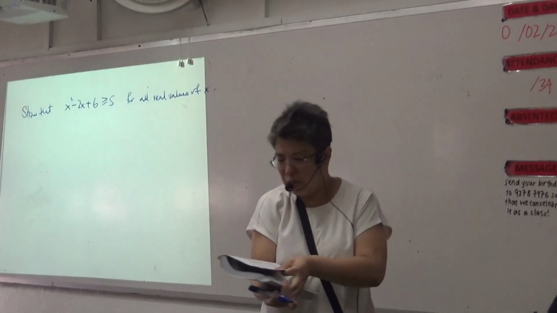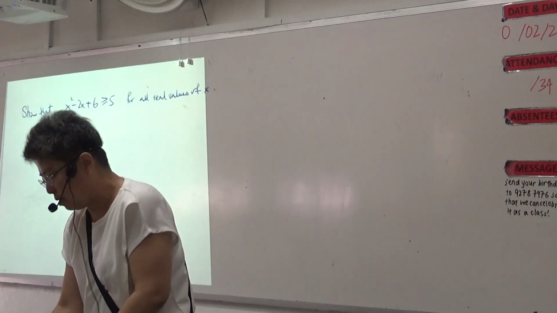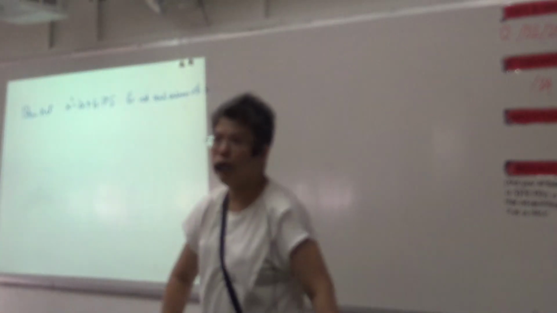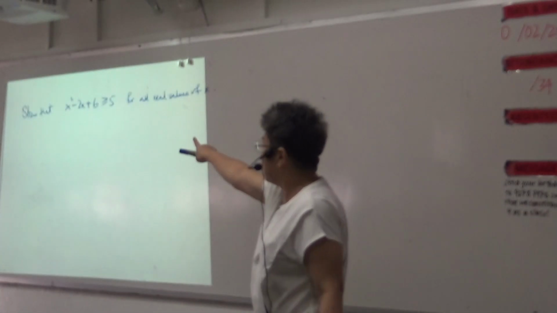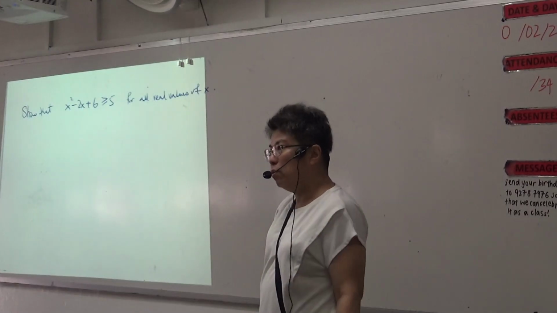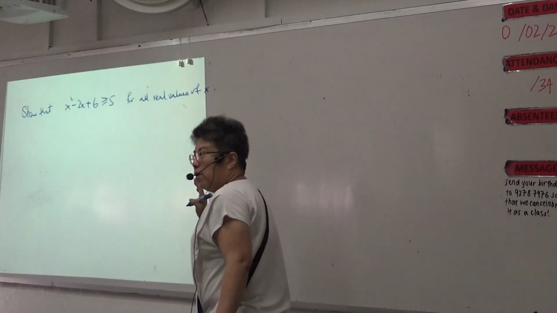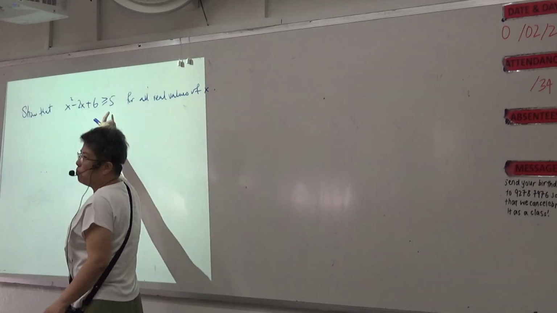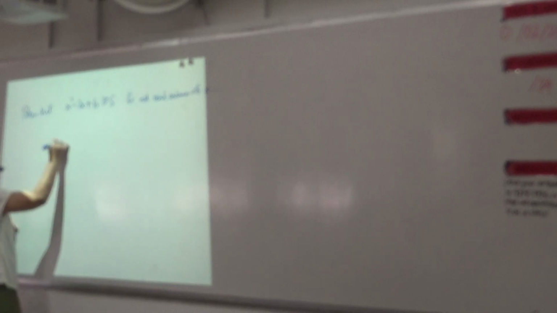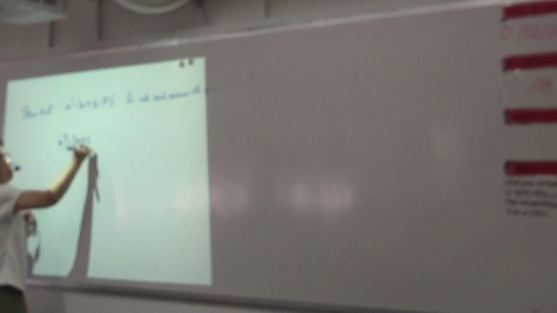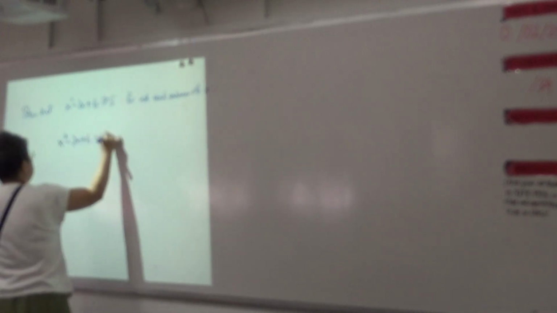Some people do not understand what we mean by for all real values of x. That means x can take any value, but the expression there must be bigger than or equal to 5. That means, what does it mean? The minimum value is what? 5, right? Can you see it now? But I cannot see it like that. What you do is that this one, you got to complete the square first. Understand? Okay, let's complete the square.